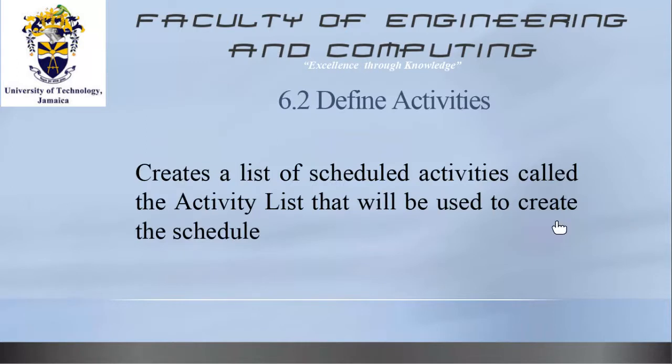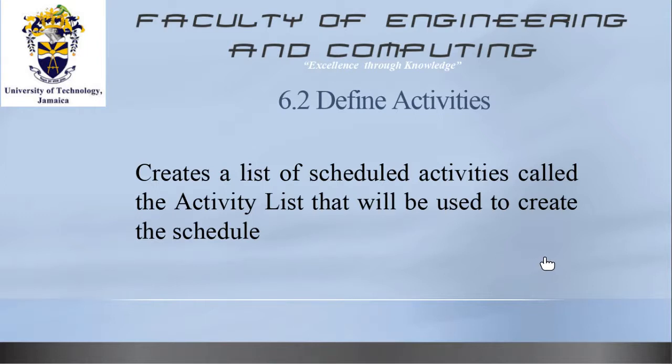Now, the second process is define activities, and as I said, I'm going to be going through these pretty quickly because they are the core of this particular process group is what we want to get to. 6.2, define activities.